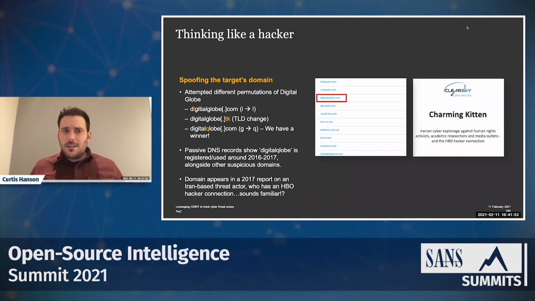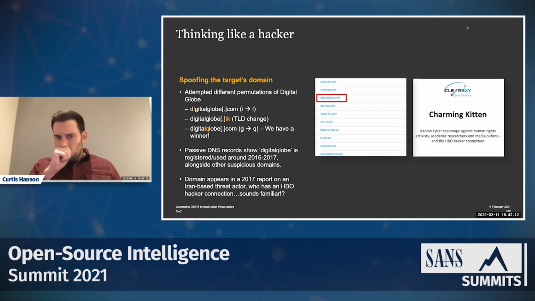So I sit down and put myself in the adversary's shoes. I think, okay, Digital Globe is the alleged victim. How would the attacker attack them? Well, they would probably register a lookalike domain. Digitalglobe.com is legitimate, it's real. They might register something that's quite different, but similar at the same time.